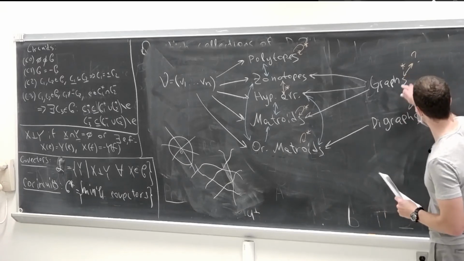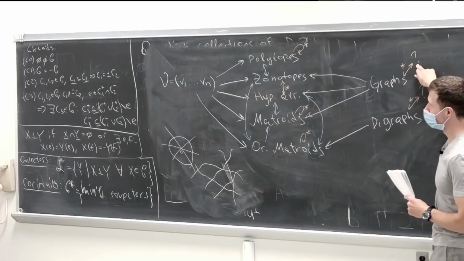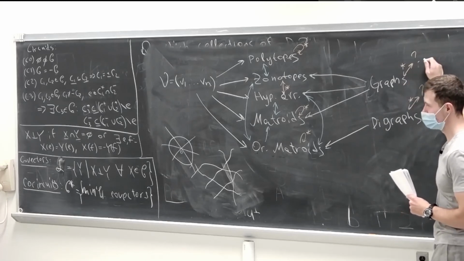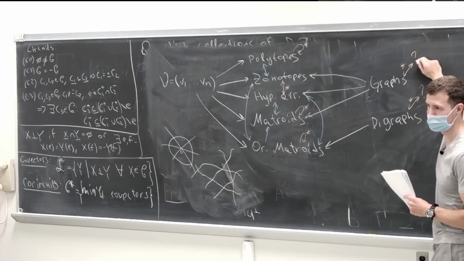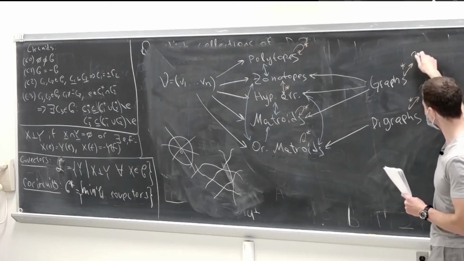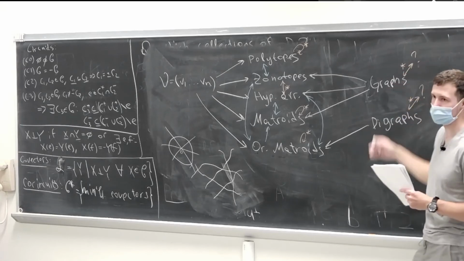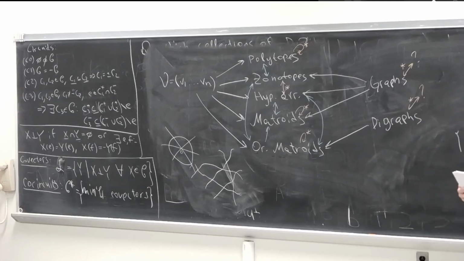Cographs. Usually graphs and cographs are nice. Cographical matroids are a very nice class of matroids, which you can prove a lot about. But because of duality, everything you can prove for cographical matroids has a dual statement for graphical matroids. So they're as nice as graphs.